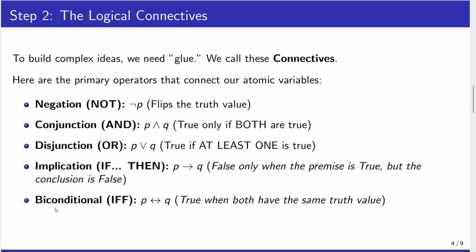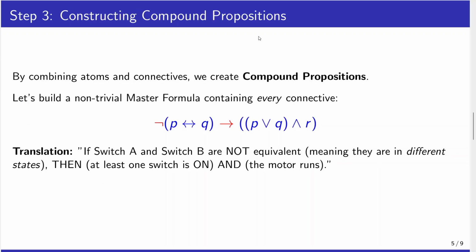All right, let's put our atoms and our glue together. By combining these variables and connectives, we create compound propositions. Let's look at a master formula. This might look a bit intimidating at first glance, but let's read it slowly together. We have not, open parentheses, P if and only if Q, close parentheses, implies, open parentheses, P or Q, close parentheses, and R. What does this string of symbols actually mean in the real world?